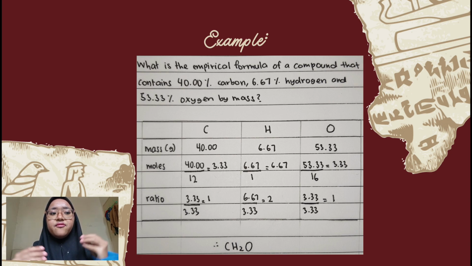Then we divide by the smallest number of moles of all of them. So carbon 3.33, we divide by 3.33 and we will get 1. For 6.67, we divide by 3.33 and we will get 2. For oxygen 3.33, divide by 3.33, so we will get 1. So we ratio all of them and we will get CH2O.